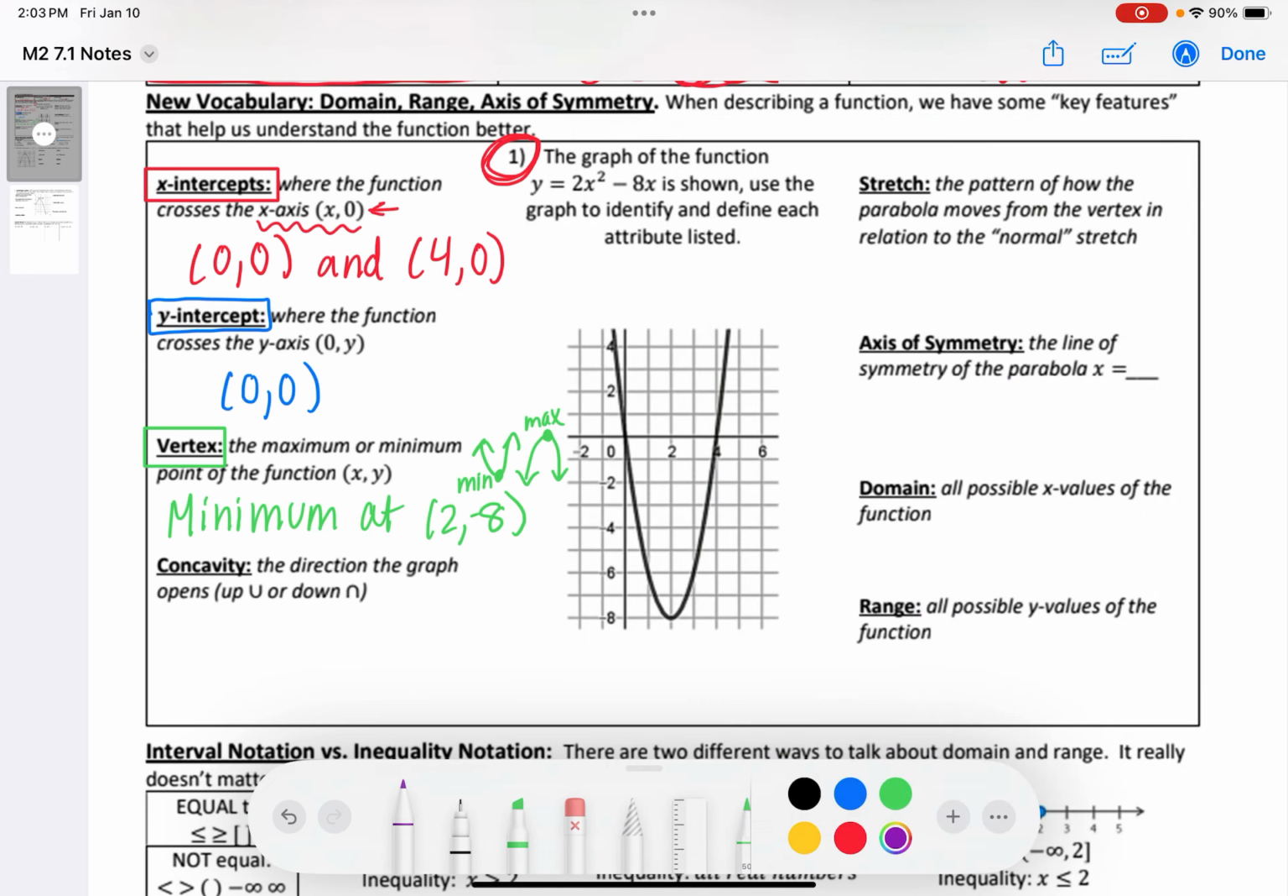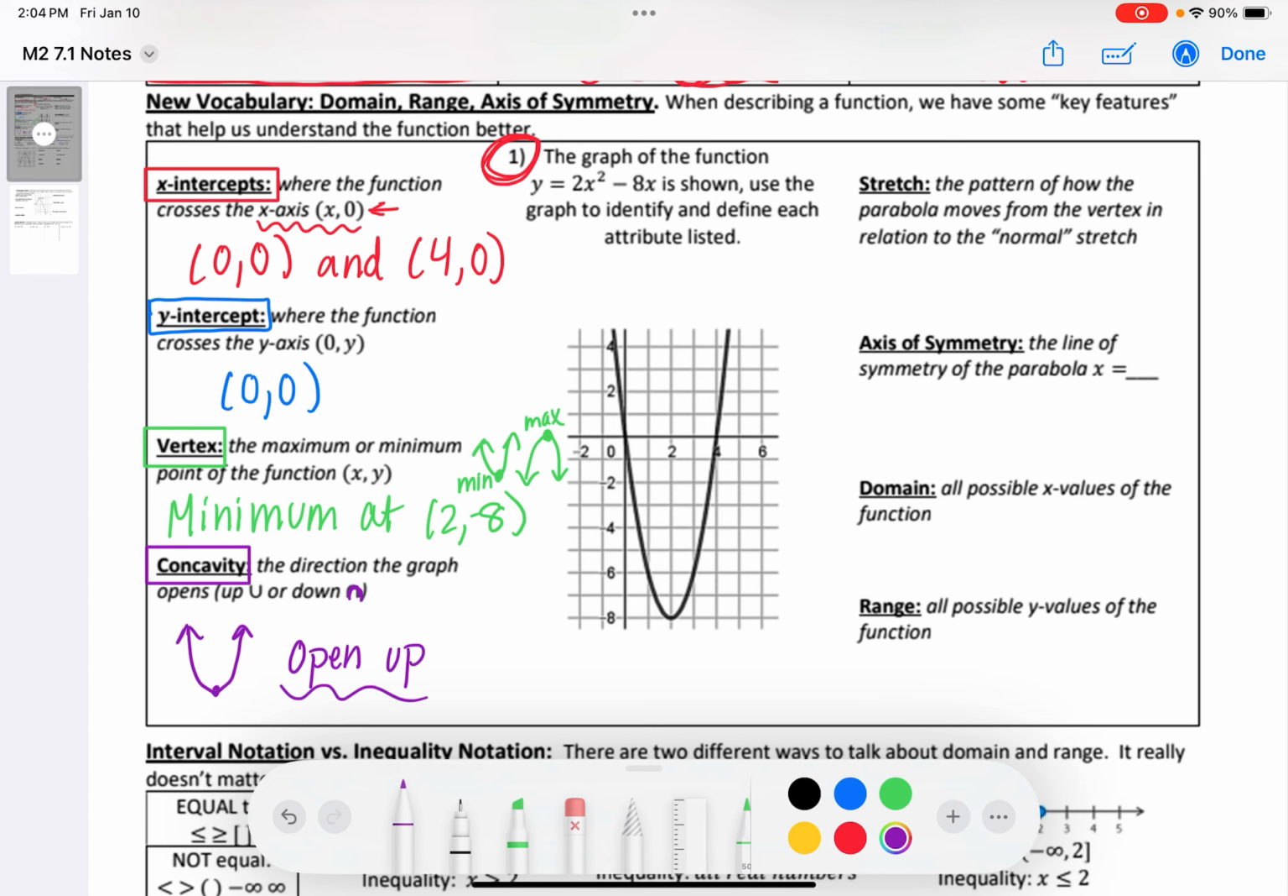Concavity is probably the easiest one. It's the direction the graph opens. Does it open up or does it open down? This graph right here opens up, and that's it. So when you're asked to find concavity, you're going to say it opens up, not ups. That's my answer. If it opens down, it's going to look like this one right here in your notes.